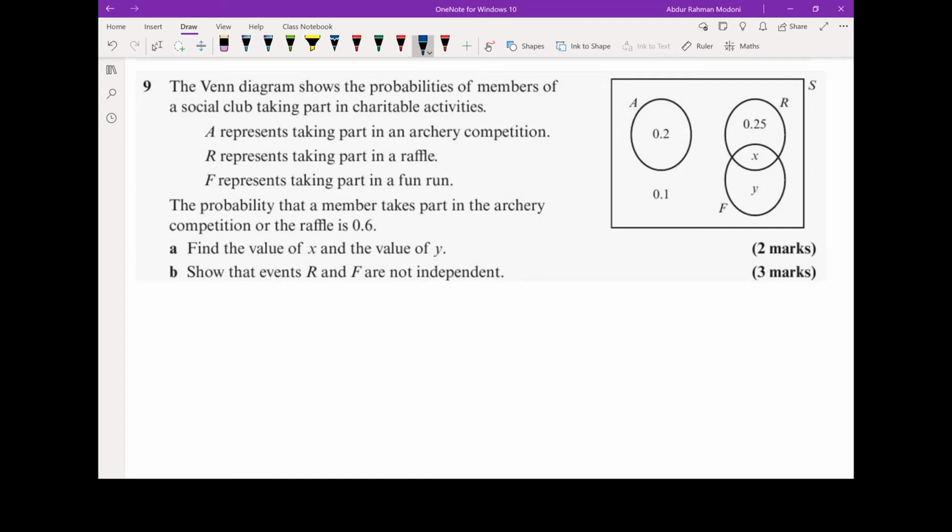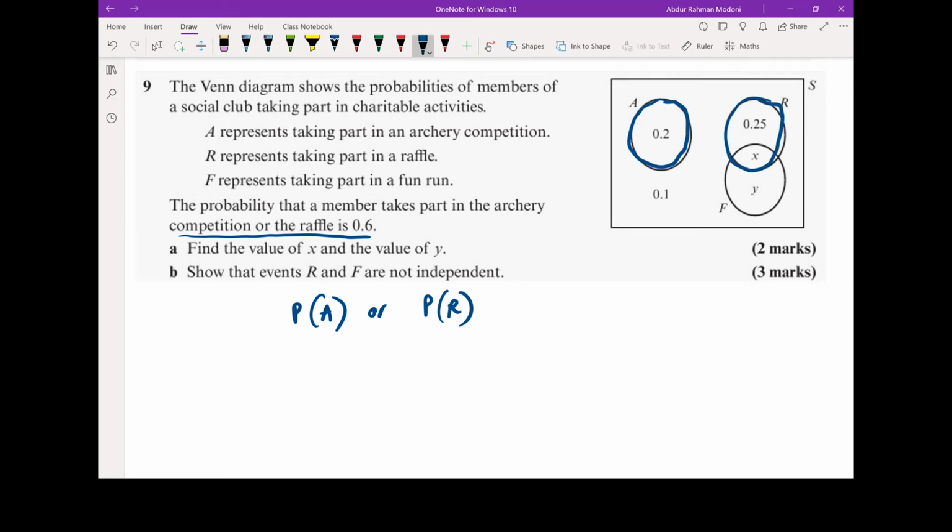Now, where it says takes part in the archery competition or the raffle, that's referring to the probability of A or R. The word "or" means we're looking at either everything happening in A or everything happening in R. So it's looking at that.